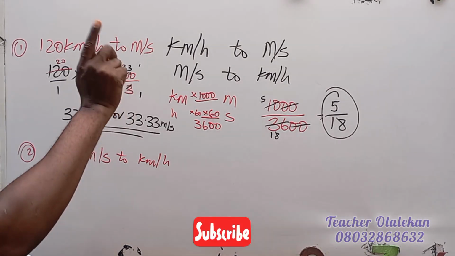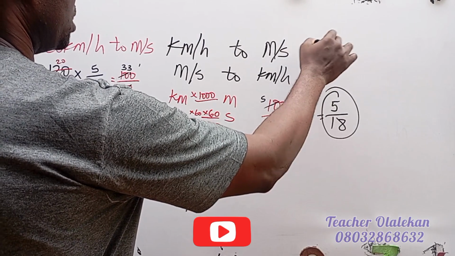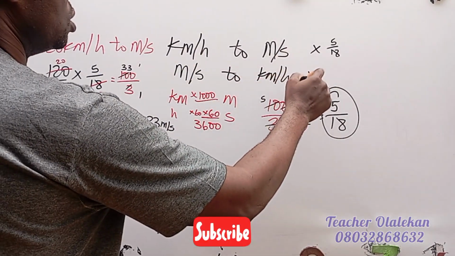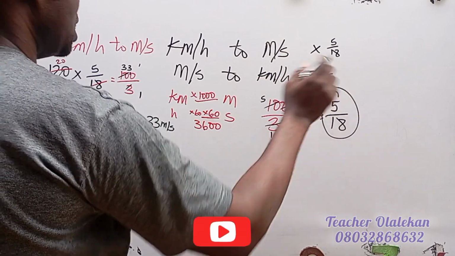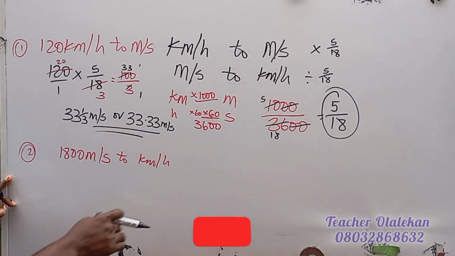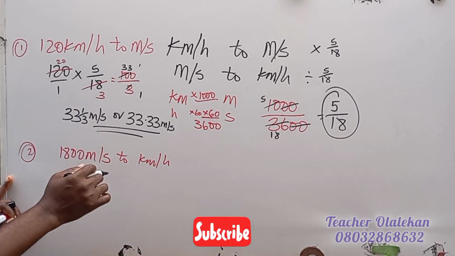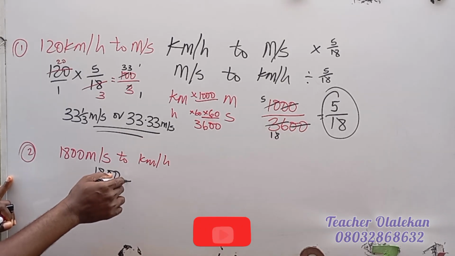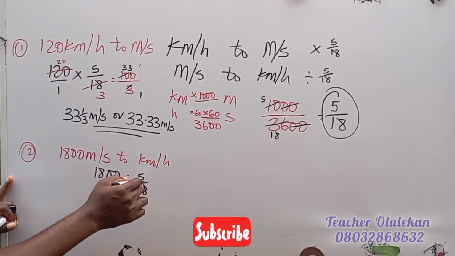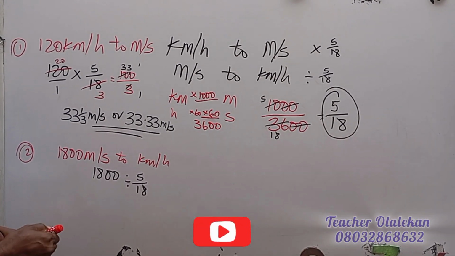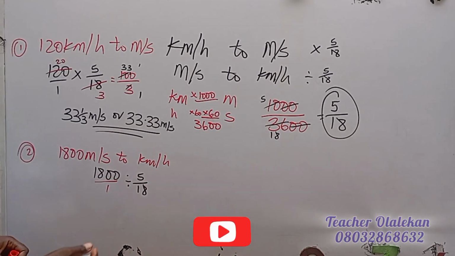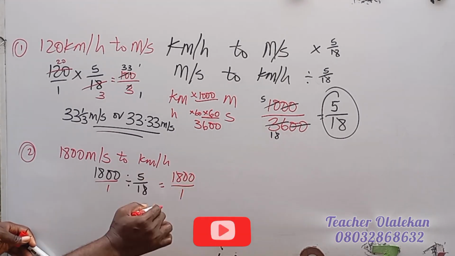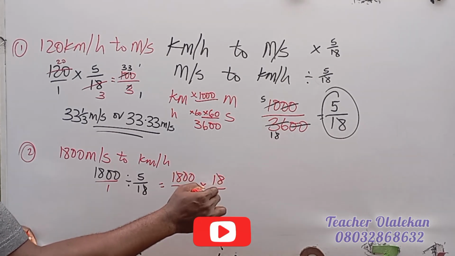If we are changing kilometer per hour to meter per second, you multiply by 5 over 18, and if you are changing meter per second to kilometer per hour, you divide by 5 over 18. So that is the logic. Since we are taking from meter per second to kilometer per hour, this time around we divide. So that becomes 1800 divided by 5 over 18. In this case, we give this a denominator of 1, then we reciprocate. So that would be 1800 over 1 times 18 over 5.